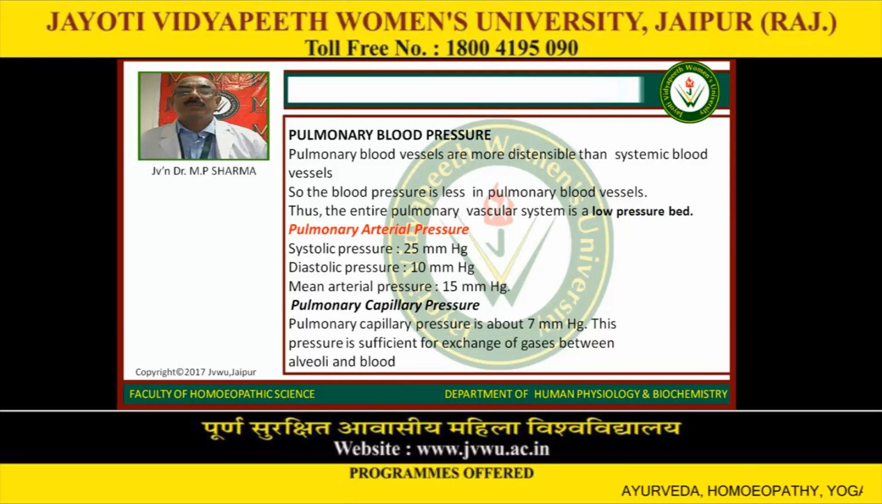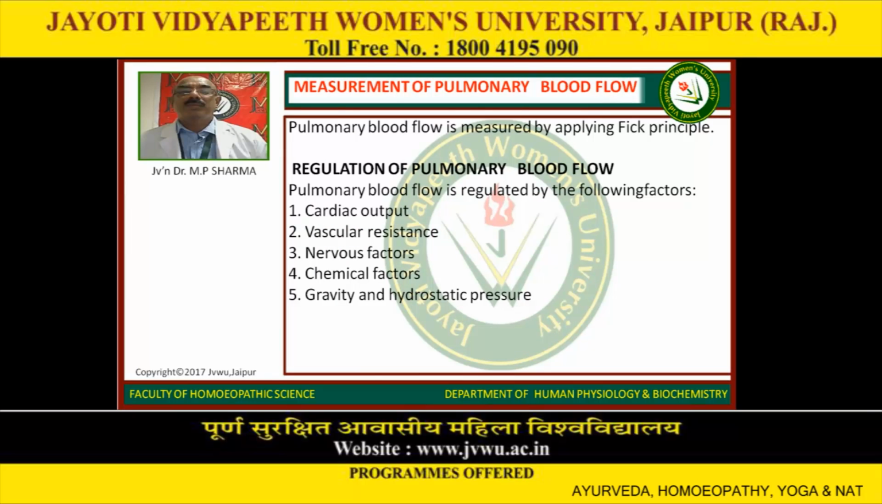Now pulmonary capillary pressure is about 7 mm Hg, and this pressure is sufficient for exchange of the gases between alveoli and blood. Now measurement of the pulmonary blood flow. It is measured by applying the Fick principle.